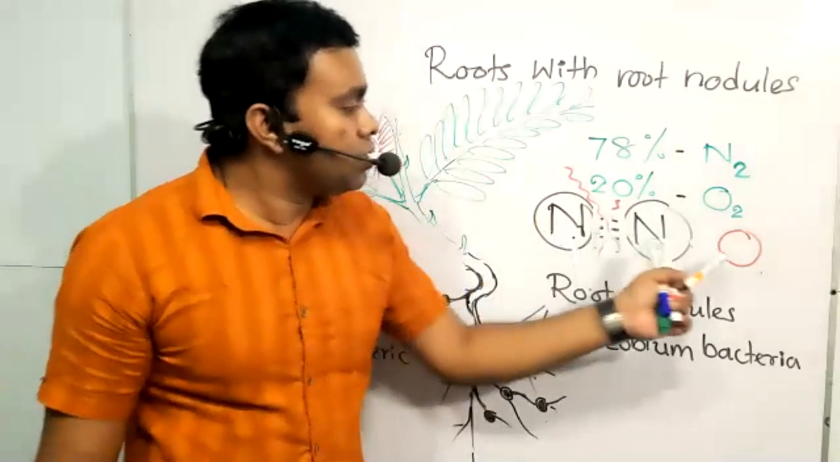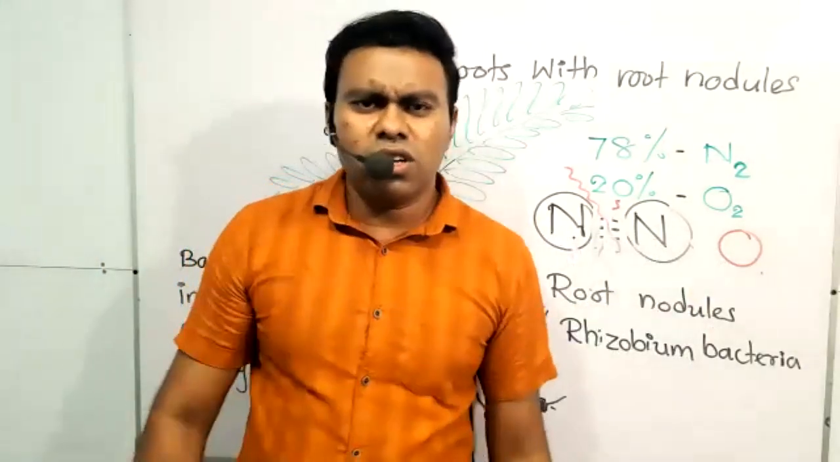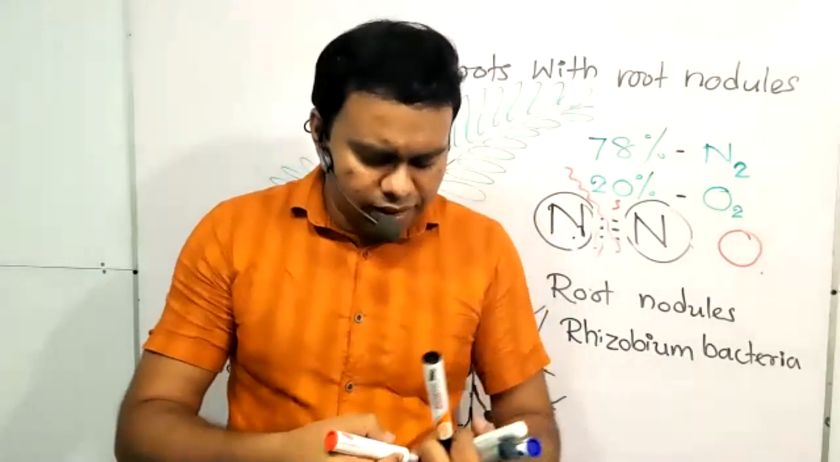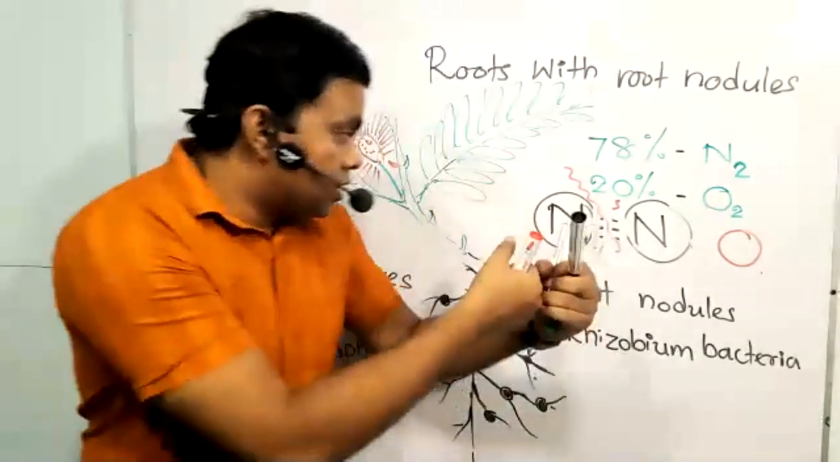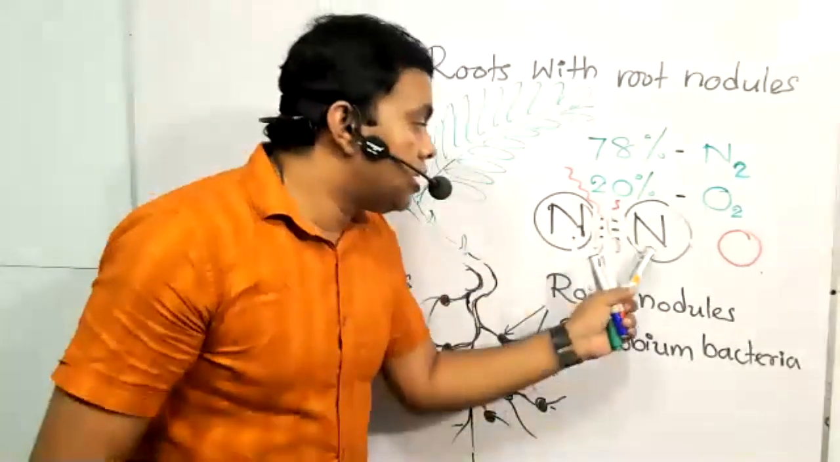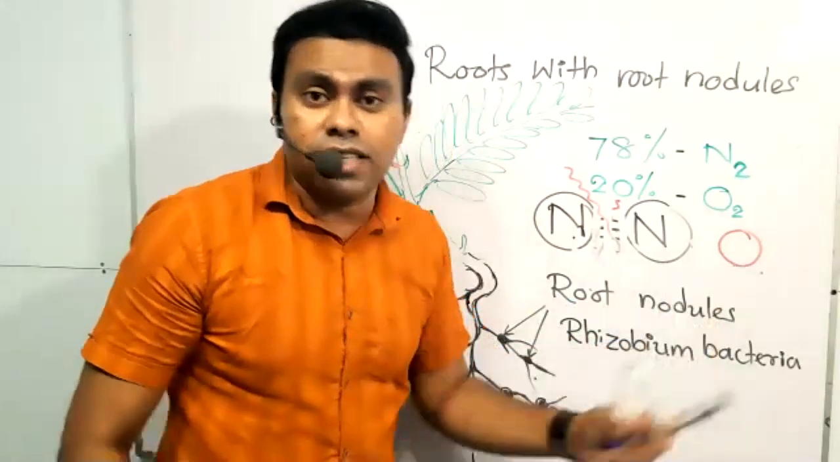So nitrogen reacts with oxygen. When it separates and is running, it comes across another friend, that oxygen.